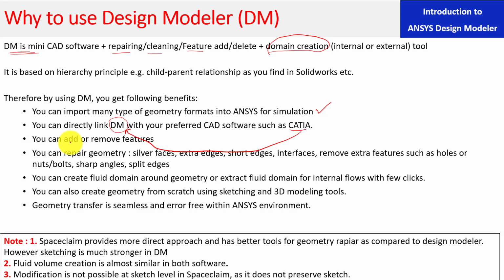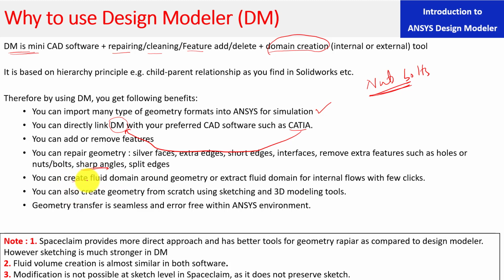And you can also add or remove features. In some cases nuts or bolts are not needed for CFD simulation. They may be important for FEA, but for CFD simulation they are not important, so you can directly remove them from your CAD model. And then you can repair your geometry. You can repair sliver surfaces, extra edges, short edges, interfaces. You can remove extra edges such as holes or nuts, bolts. You can also repair sharp angles and split edges.